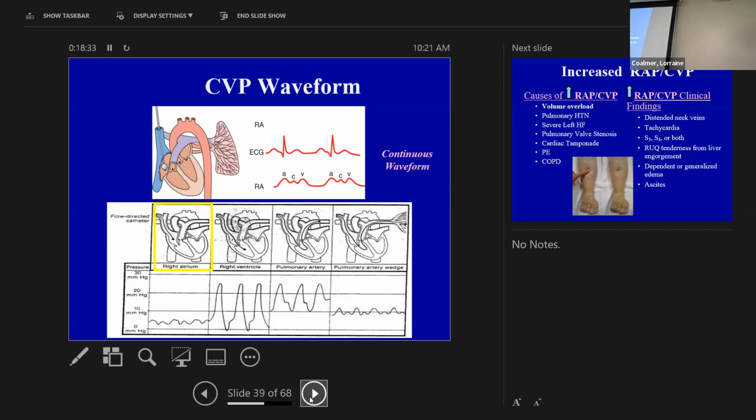Everybody got that? Now, could the CVP go to 40? Sure. Okay, so do not obsess about A, C, V waveforms. It should just be this nice little waveform. I'm not going to ask you that. Okay.